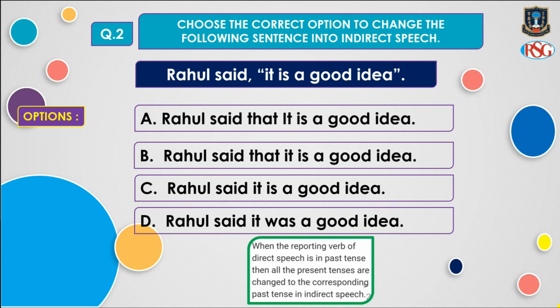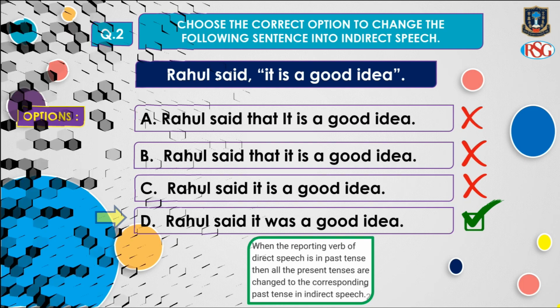That means here in the question, the reporting verb is in past tense, isn't it? Said. Instead of says, it is said. So it is in past tense. So in such a situation, when the reporting verb of the direct speech is in the past tense, then all the present tenses in the indirect speech will also get changed into past tense. So with this idea in your mind, the option here is not 1, not 2, not 3, but option 4 is your correct answer. And the answer is Rahul said that it was a good idea. Was is a past tense here, right? So option number 4, Rahul said that it was a good idea, is the right option.